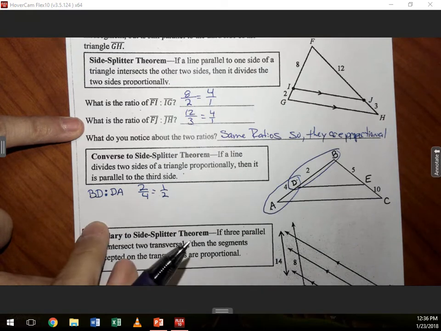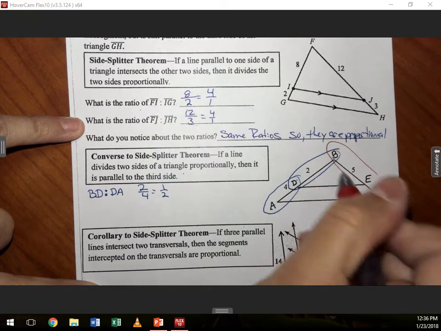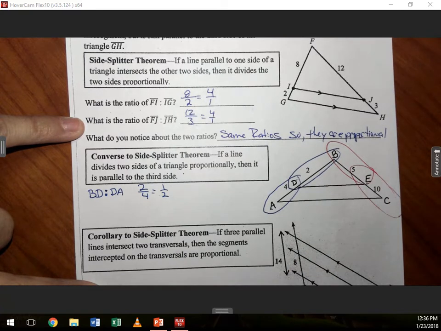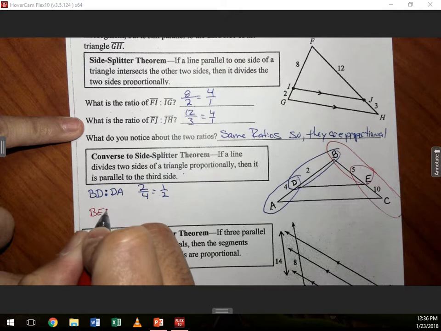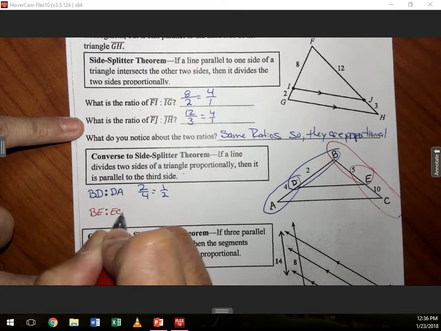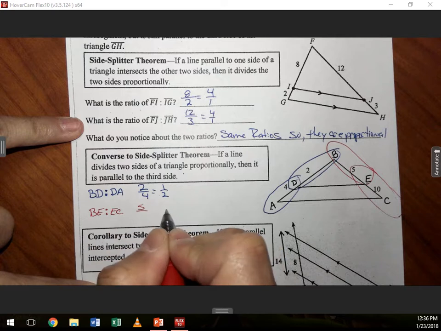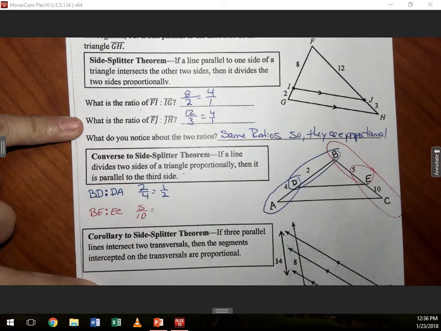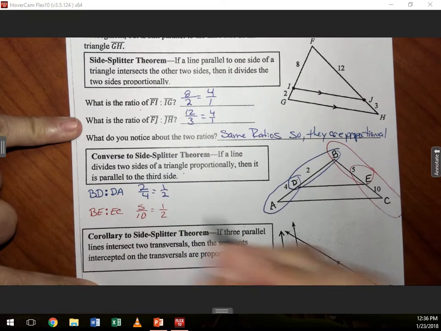Now let's do the other side. The other side is over here, so it's going to be BE and EC. So BE to EC, which is going to give me 5 over 10, and that reduces to 1/2. Very good. Are they the same?